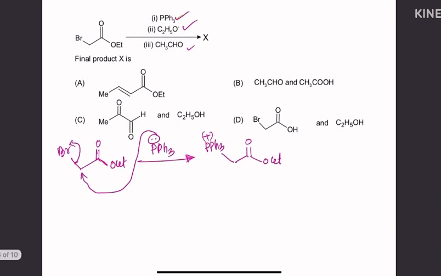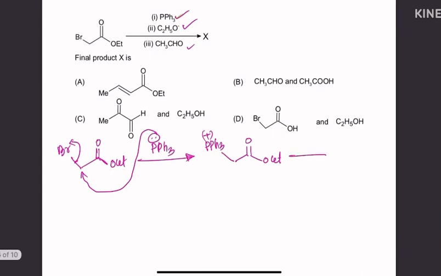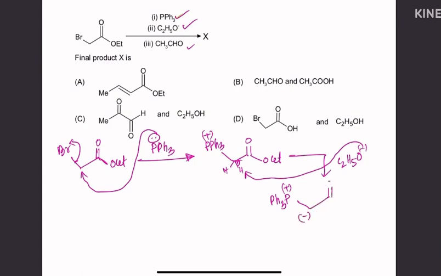Next, if I add ethoxide, C2H5O minus, this is the base and it will take up H plus from here. So it will form a PPH3 plus, this is negative, so OET. And now see, this minus will go.